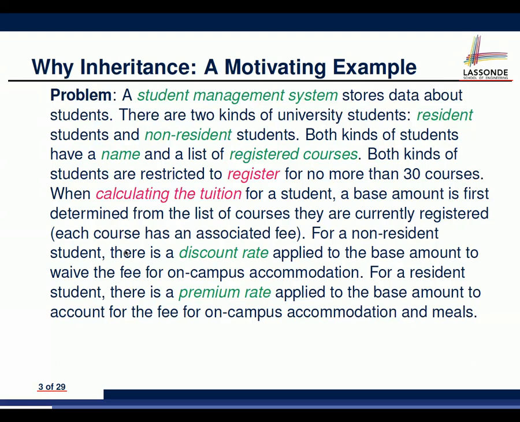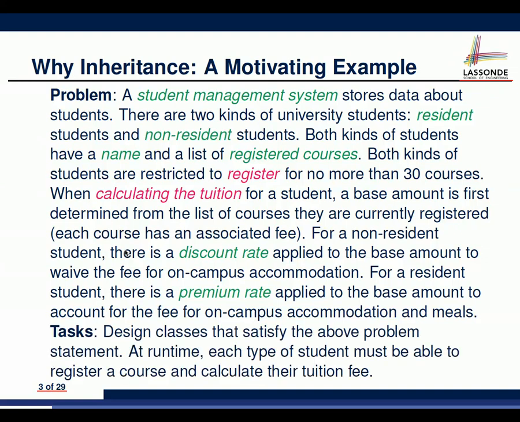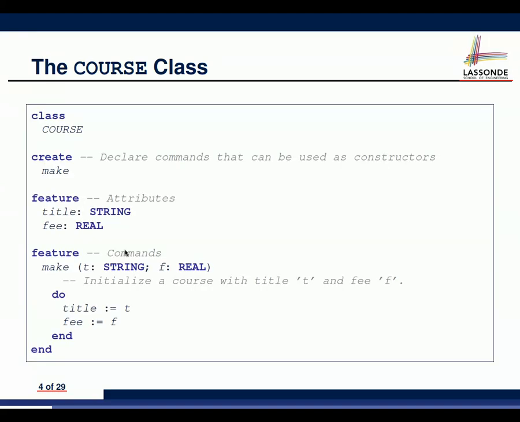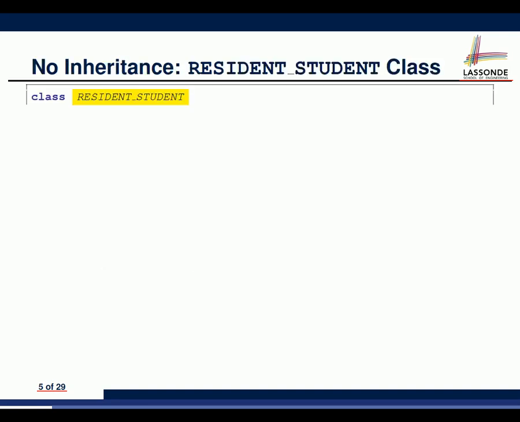Let's see how we can solve it without inheritance. Let's go over that quickly, and then we can also see how things can be implemented in Eiffel quickly, so the syntax could be useful for later. Now let's say we have a course class in Eiffel. We have a class called course, and the only constructor we have is make. We have a title and a fee, and the constructor lets us initialize the title and the fee for the course. Nothing surprising here.